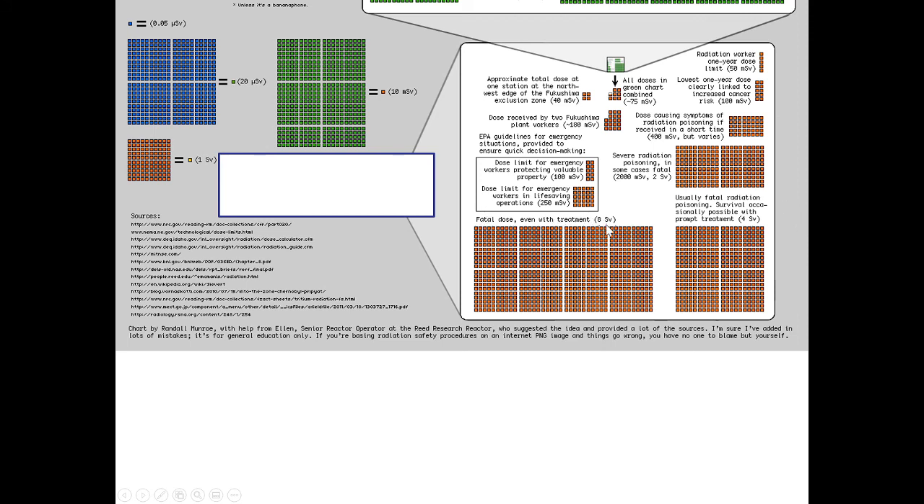Fatal dose, even with treatment, 8 sieverts. But if you have 4 sieverts, it's usually fatal radiation poisoning, survival occasionally possible with prompt treatment. So again, this is all just relative. These are not exact values, but it does give you an idea of radiation exposure. So overall, try to keep yourself safe from these sources. Don't eat too many bananas.